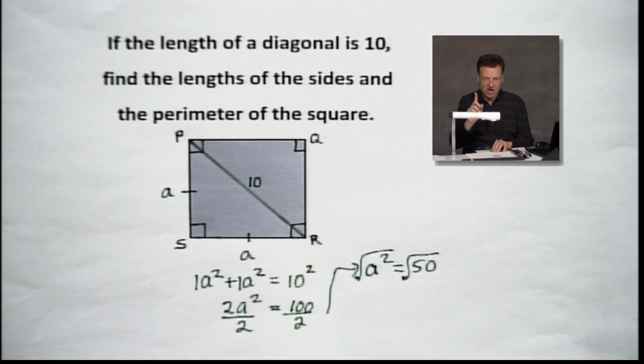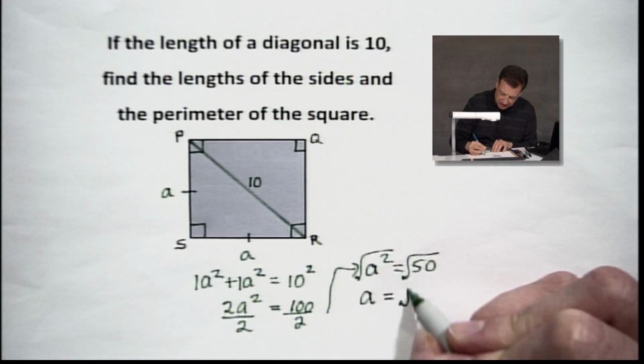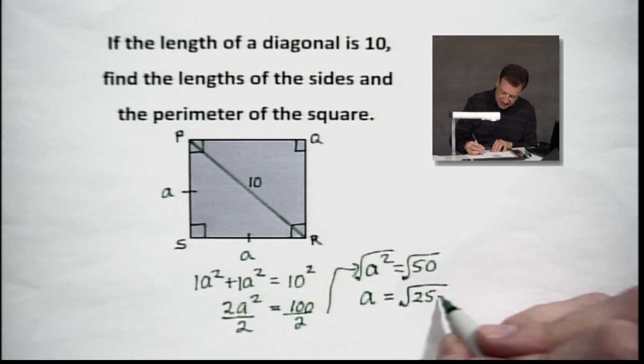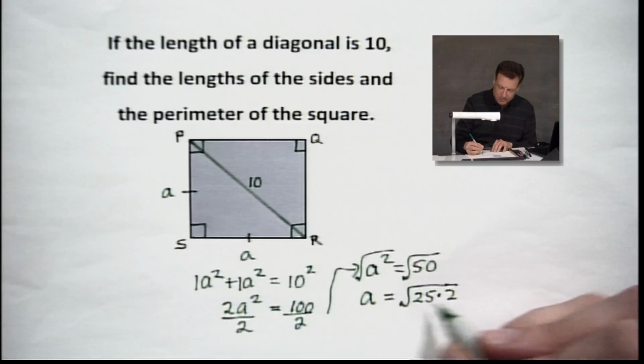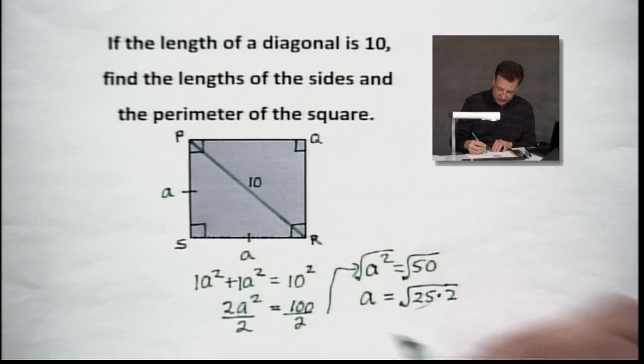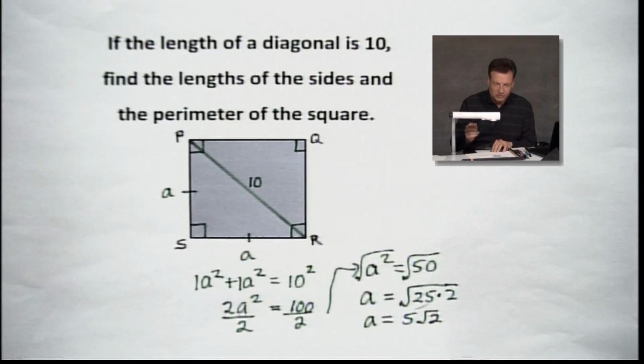It's irrational. It's not going to work. So we got to do our little trick. We got A. Let's break that down. Hey, quarters again. 25 times 2. Break it down. A perfect square times the number. Square root of 25 equals 5. Pull out the root of 2. Pull out the 5, leave the root of 2.